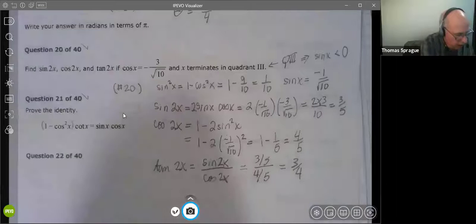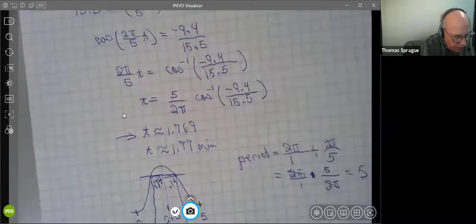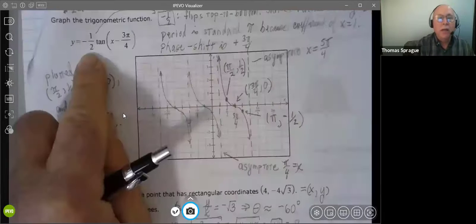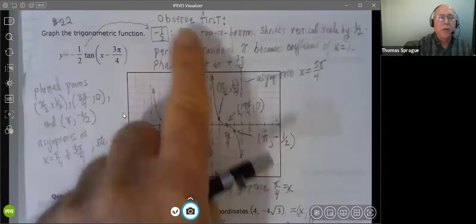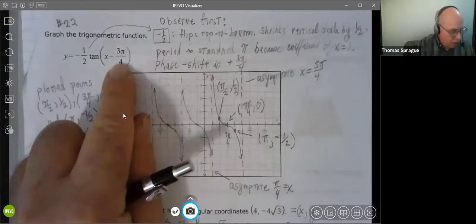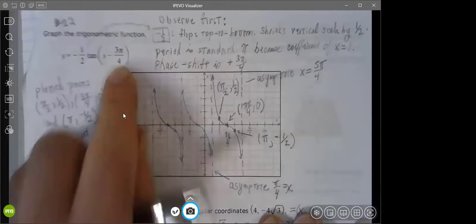21 is in. Number 22 actually is over here. Graph this function, and I've written all over this, making it hard to see, but this is the function, y equals minus a half tangent, etc. Anybody want to see number 22?